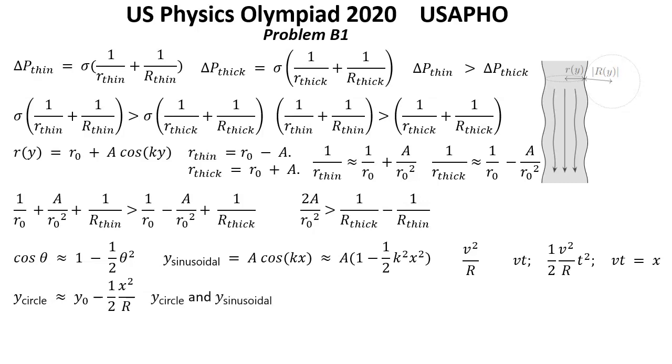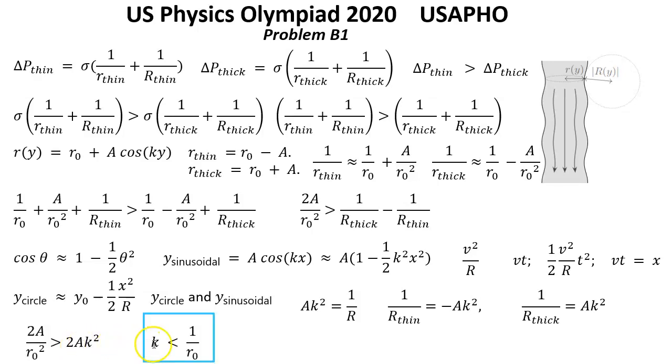Comparing, they give the same result: A k squared equals 1 over big R. We have 1 over r thin equal to negative A k squared and 1 over r thick equal to A k squared. Putting this into the inequality, this simplifies to k less than 1 over r small.